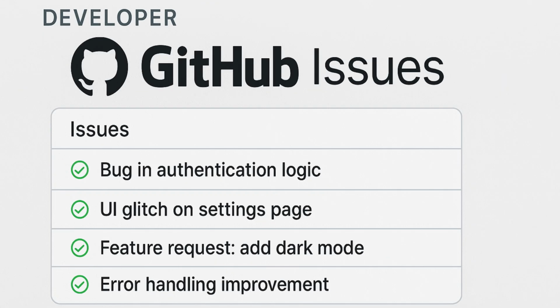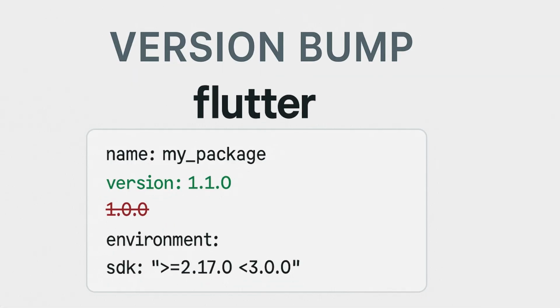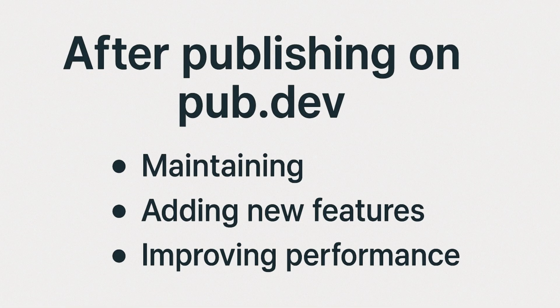Sixth and the most important point is to maintain your plugin. Respond to GitHub issues. Push updates with a version bump in the pubspec.yaml file. Publishing is just the start. Maintaining and improving your plugin is what builds your reputation.